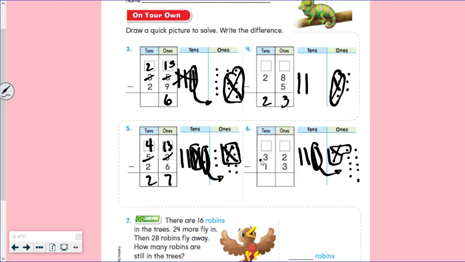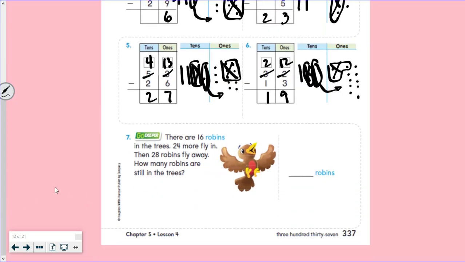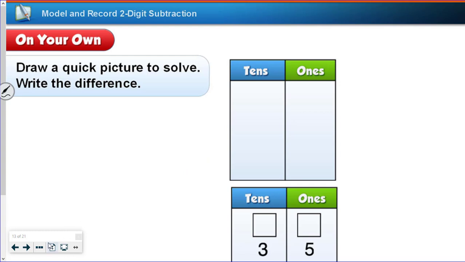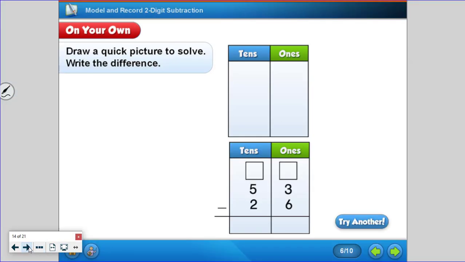And then I got to show all that regrouping. So 3 10s is now 2 10s. 2 becomes 12. 12 take away 3 is 9. And then my 10s, I got to take away 1. Which leaves 1 10. So 19. Alright, now let's get to the last little bit that we've got left.